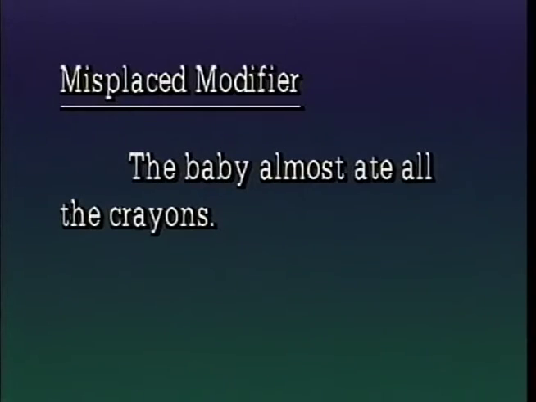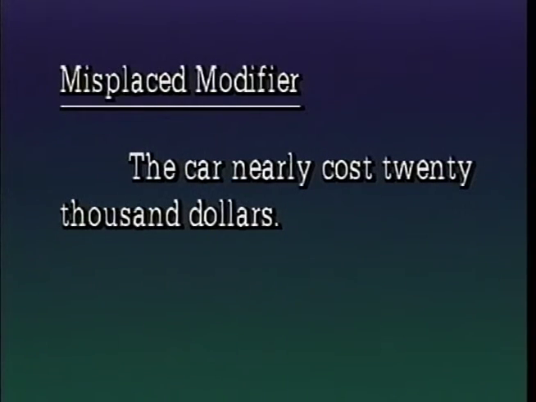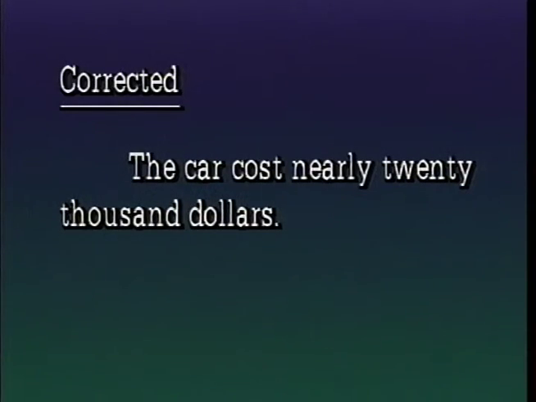Here are several sentences with misplaced modifiers. Let's correct them together. The baby almost ate all the crayons. Did the baby almost eat, or did the writer mean almost all the crayons? The baby ate almost all the crayons. The car nearly cost $20,000. Same type of error. The writer probably didn't mean nearly cost. Nearly $20,000 is more accurate. The car cost nearly $20,000.